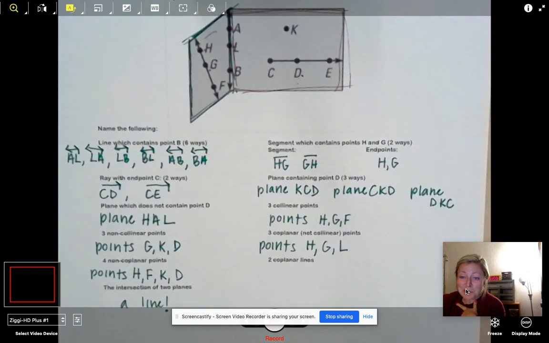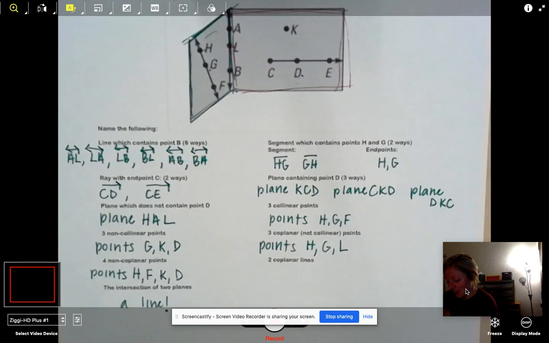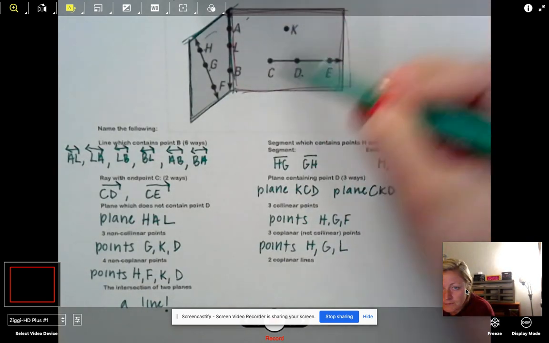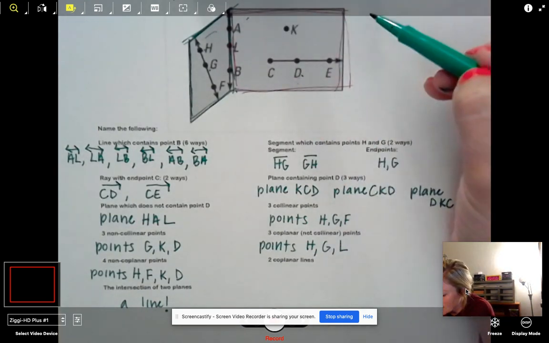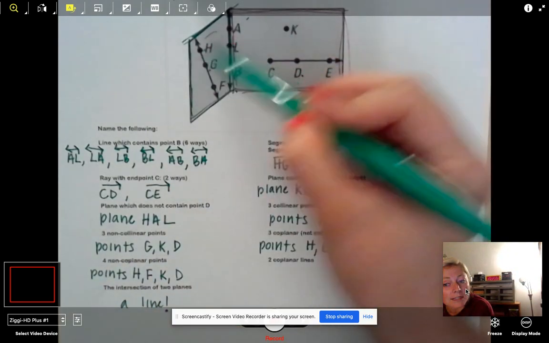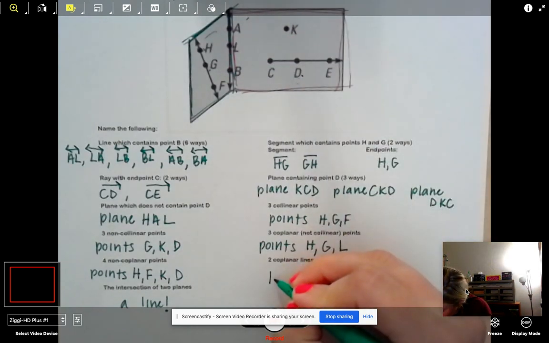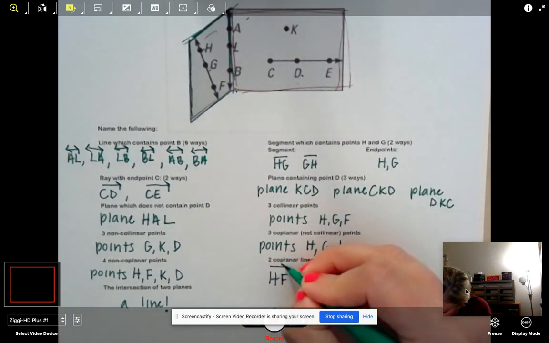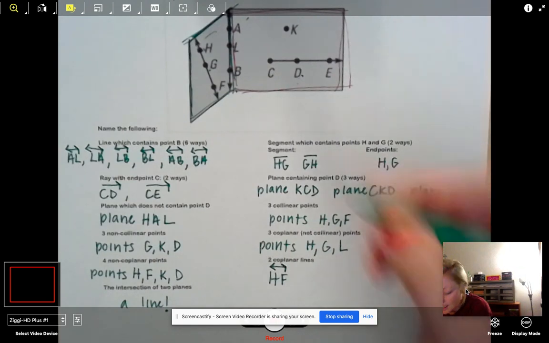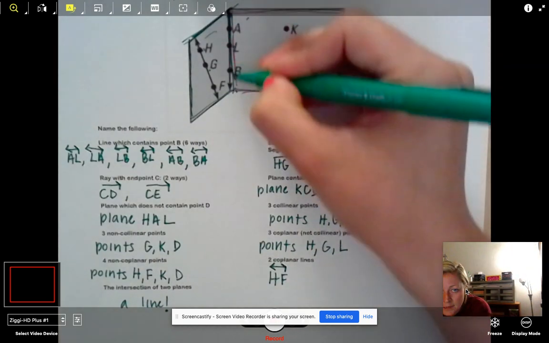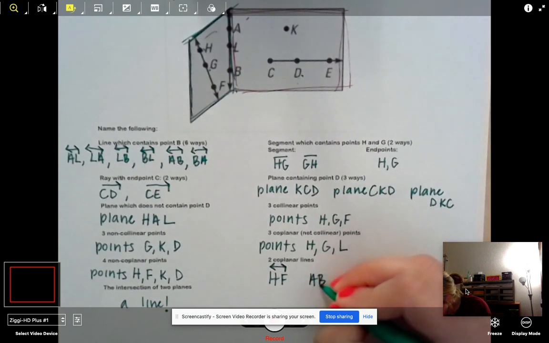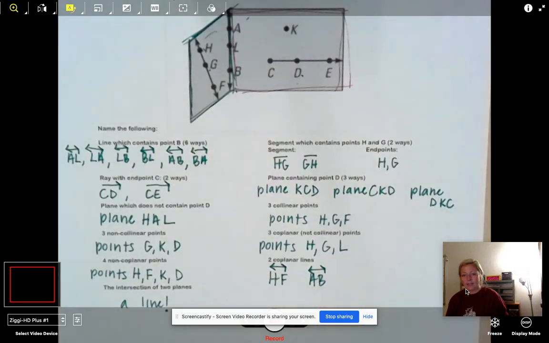And finally, folks, we made it to the last one. 2 coplanar lines. So 2 lines that are on the same plane. Okay? So if we work with this flat surface here, I lied, we can't because there's not a line there. Let's work with this left one. I have line HF. Remember to put your little line on top because that tells me it's a line. And then we also have line AB on that plane. There we go.